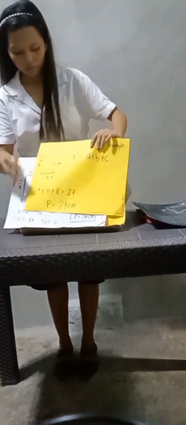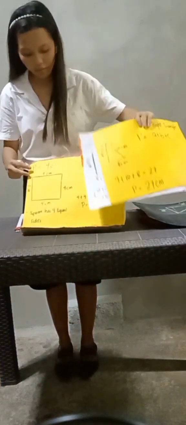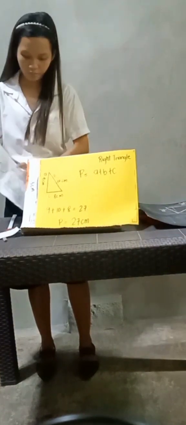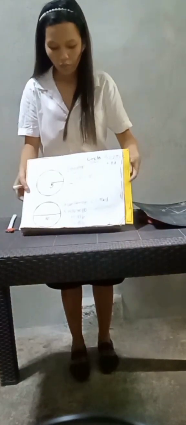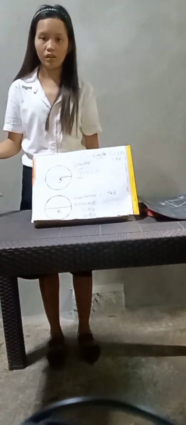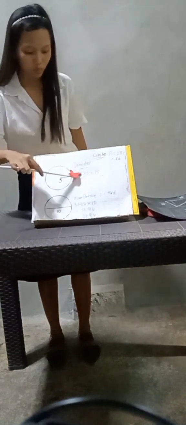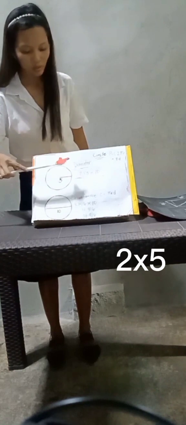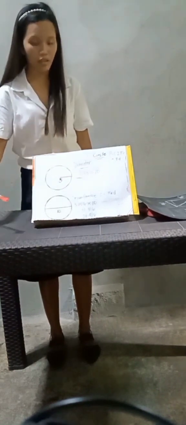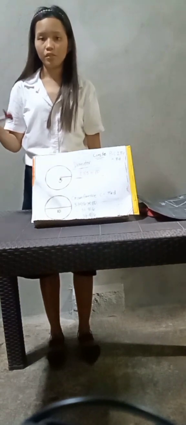We already have the right triangle, the rectangle, and the square. For the last one, we have the circle. To get the diameter, we need to multiply the radius by 2. In this example, we have 2 times 5, so 2 times 5 equals 10. If we want to get the radius, we need to divide the diameter by 2.